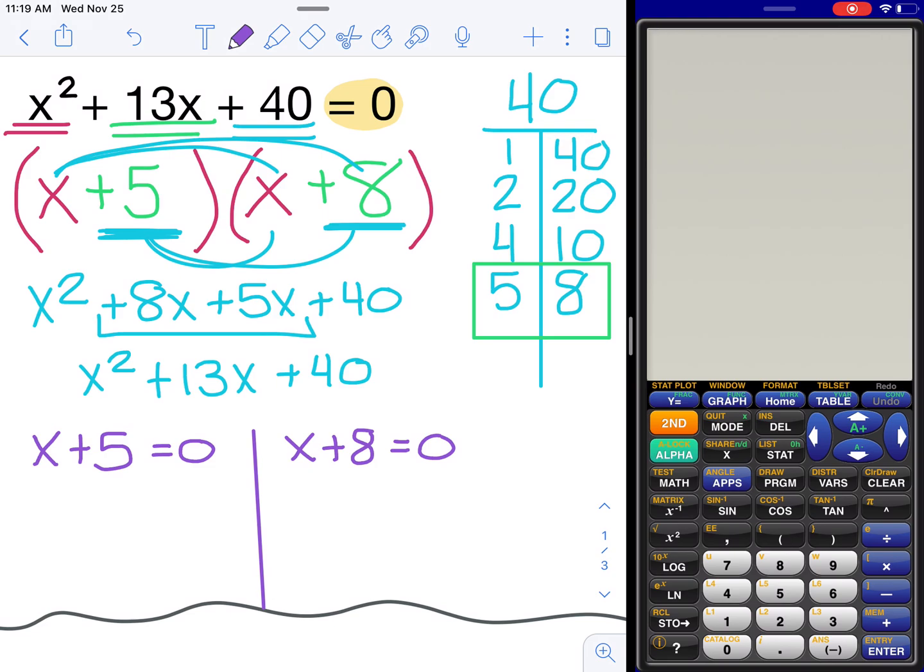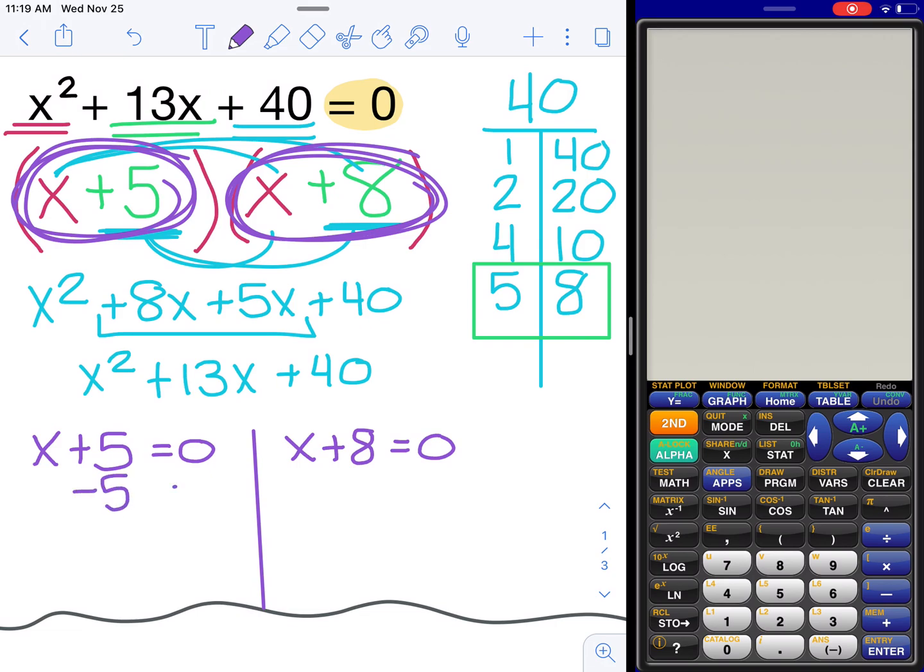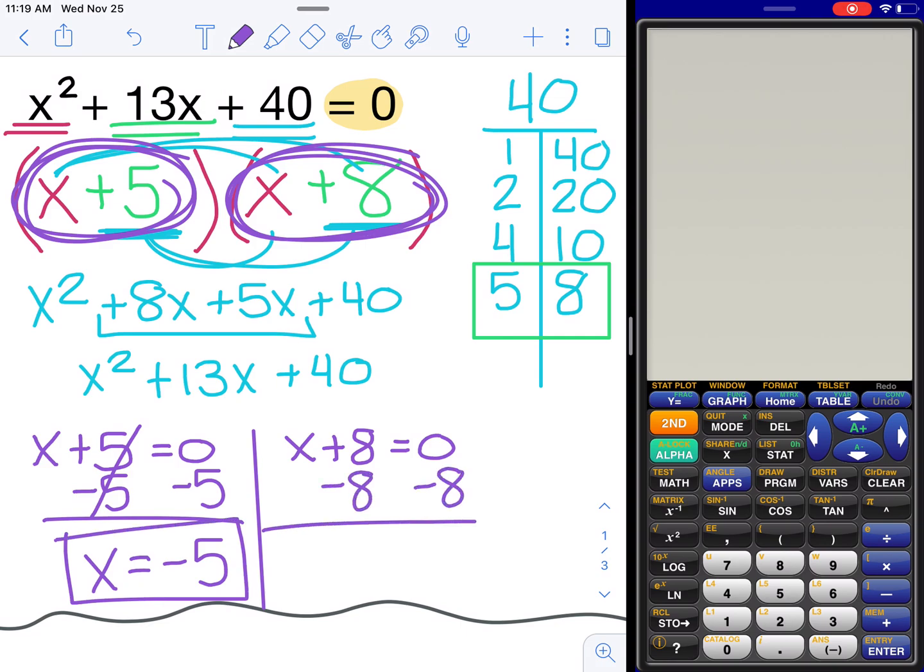Notice that I took both binomials, this side, and set each piece equal to 0. These are just quick one-step equations to get x by themselves, so I can solve to get that x could be negative 5. That's one of my zeros, or x-intercepts. And similarly on this side, my x could also be negative 8. So those two numbers are my two zeros, or x-intercepts, of this equation. I factored it first to figure out what my binomials were, and then I set both my binomials equal to 0 to figure out my two roots.